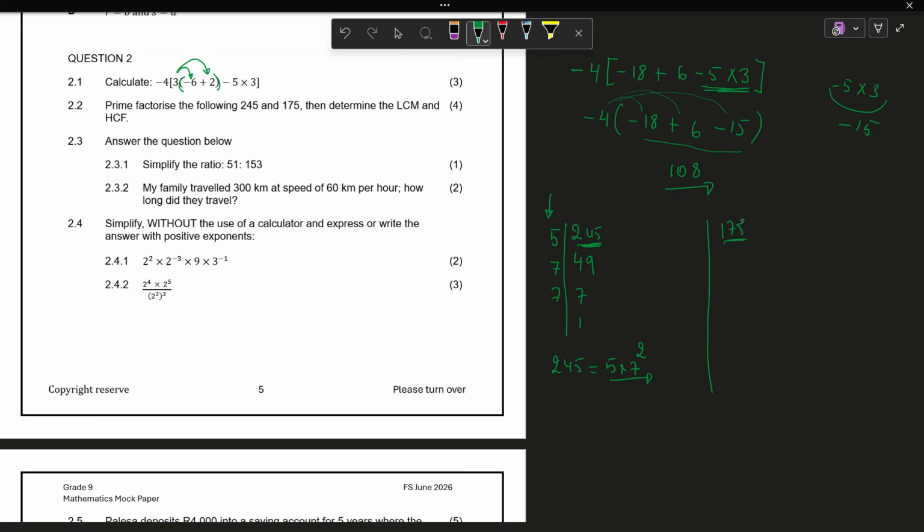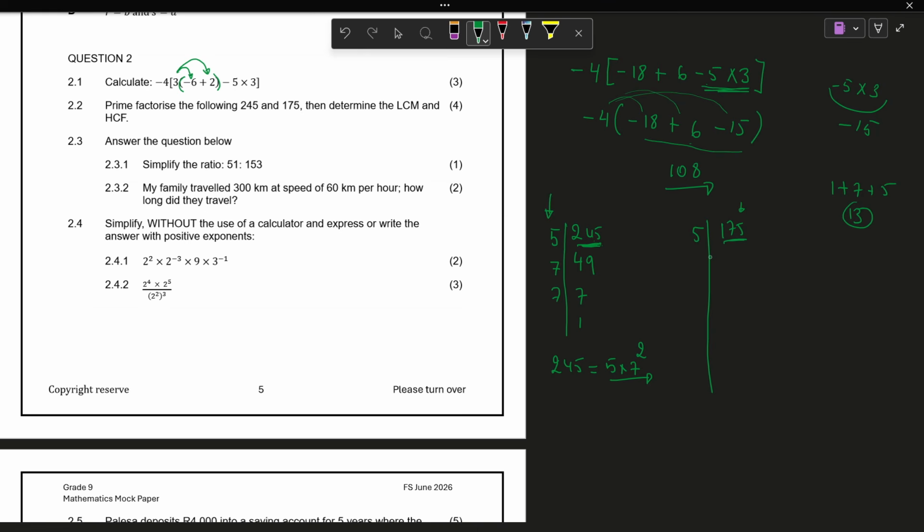175. Okay. So we start by 2. It's not going to work. By 3, divisibility is 1 plus 7 plus 5. It is 8. It is 13. 13 is not divisible by 3. So it's not going to work. By 4, it's not going to work. By 5, yes, it's going to work because the last digit is 5. Either 5 or 0 will work with 5, right?